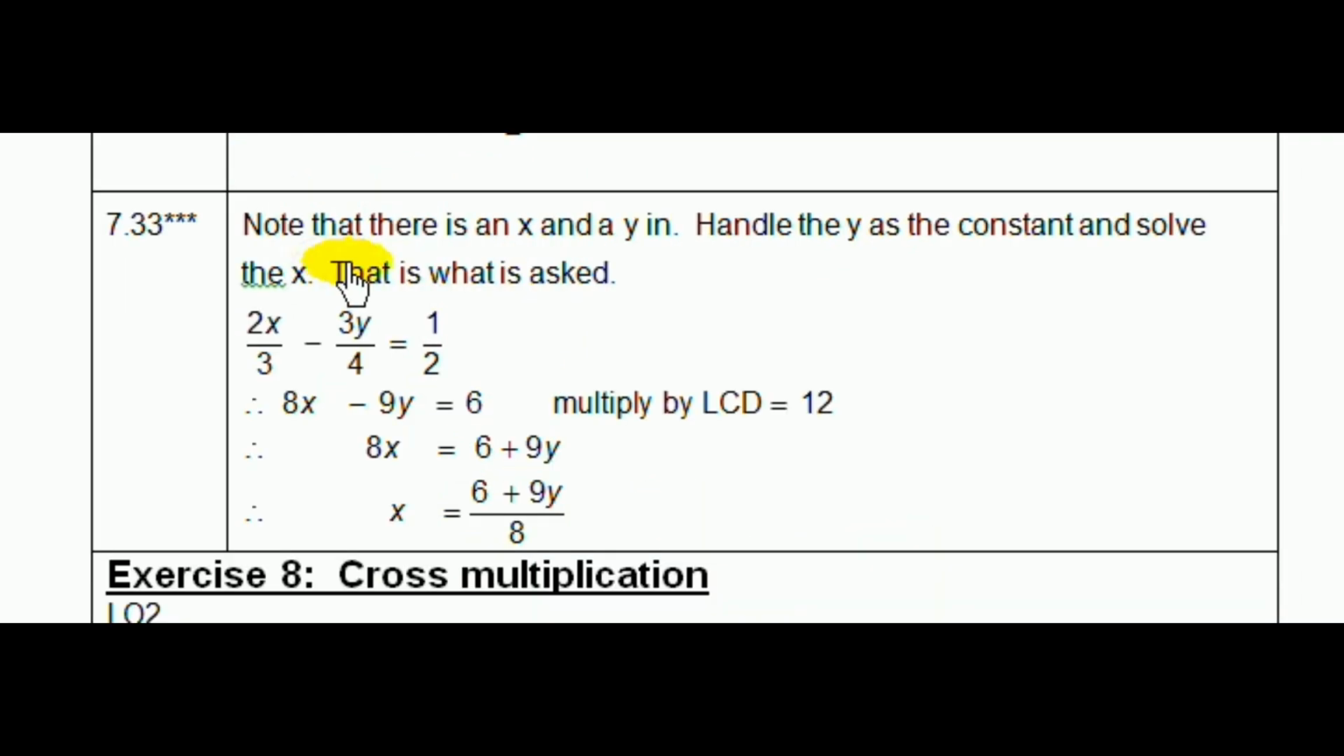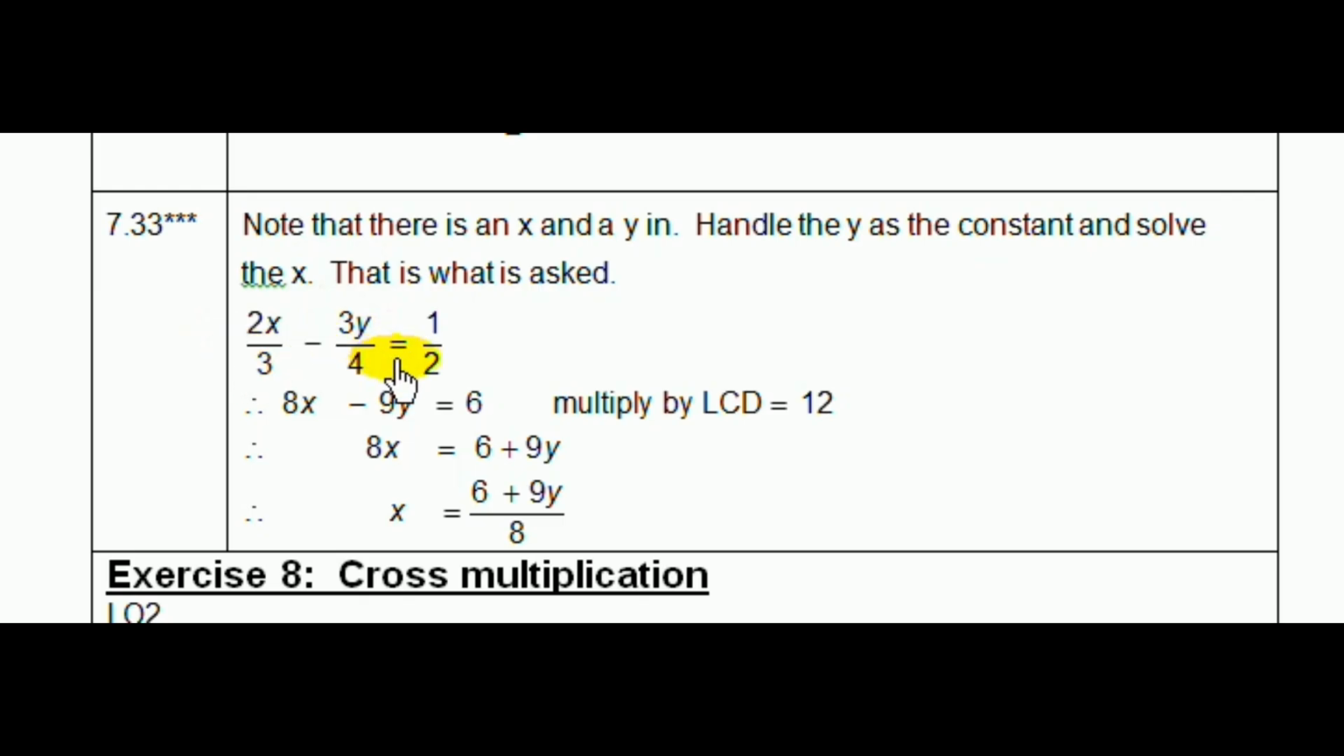In 733 there's an x and a y. Handle the y as a constant and solve the x. That is what is asked. So just don't see the y. Do it as if you are only solving x. Now let's look at it.